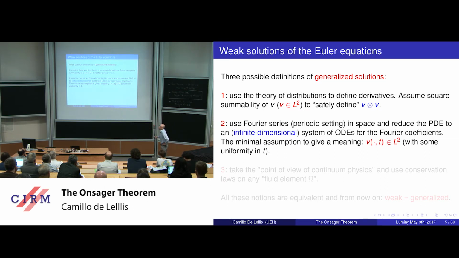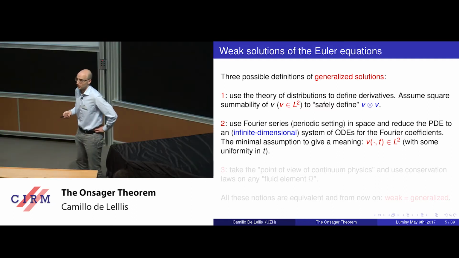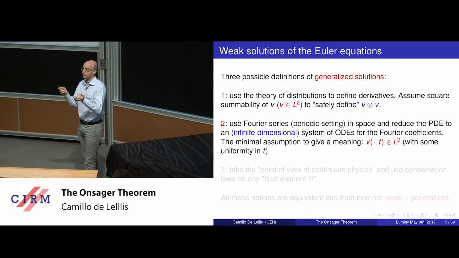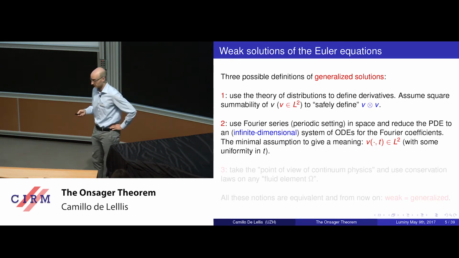There is another possibility. What is actually done often in the literature, since you are studying the incompressible Euler equations in a periodic setting, is that for each fixed time, you could write your velocity v and your pressure p in Fourier series. Once you write it in Fourier series, your evolution equation, which was a PDE, becomes an infinite system of ordinary differential equations for the Fourier coefficients.